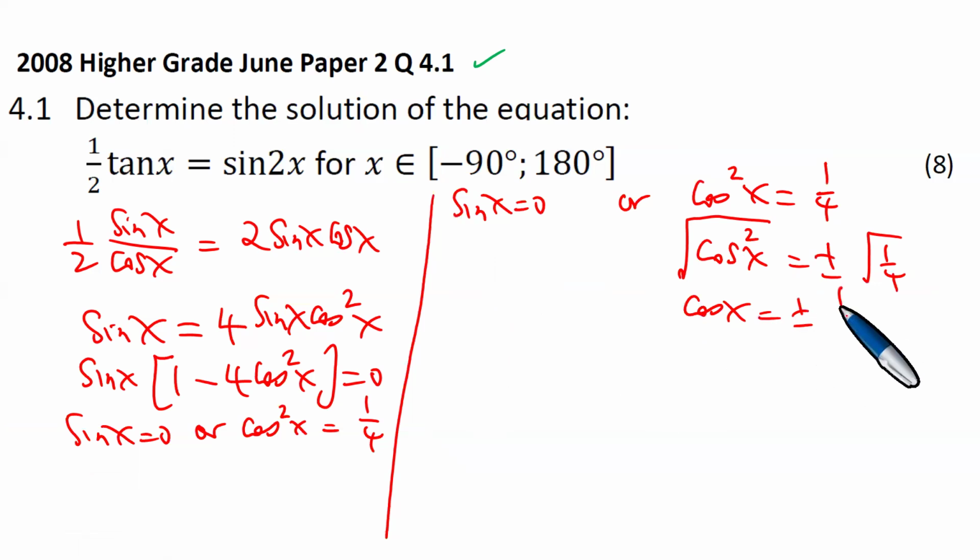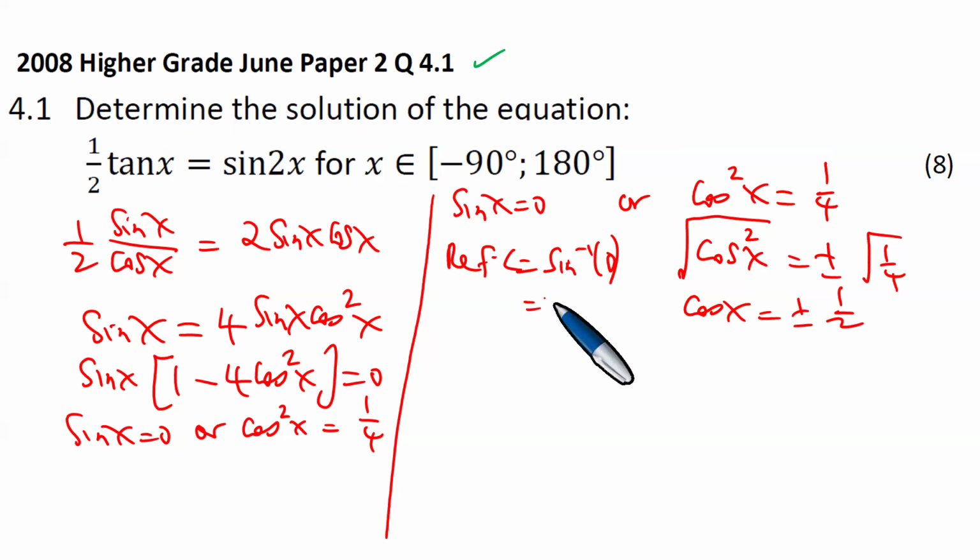Which is plus or minus 1/2. Okay, so we have the reference angle, arc sine 0, which is exactly 0. Right, and then you'd have this one here. So now you'd have to get the angles that are between for this part, and then we shall go to the other part as well.